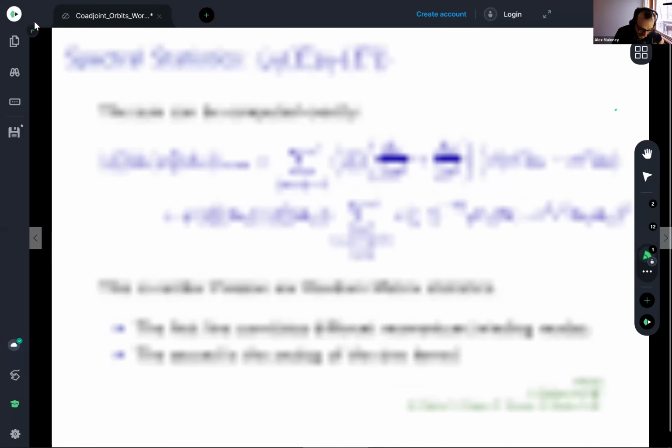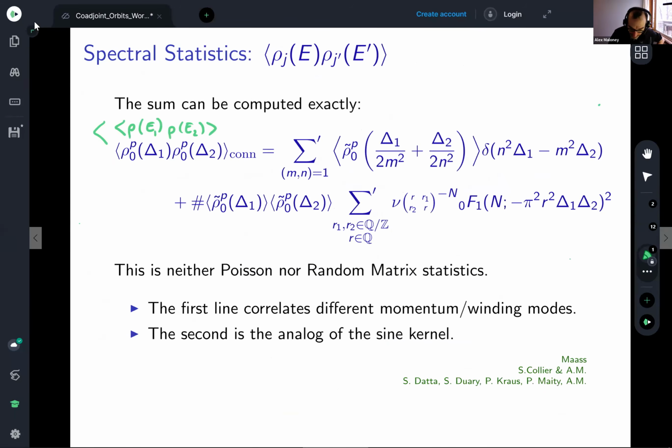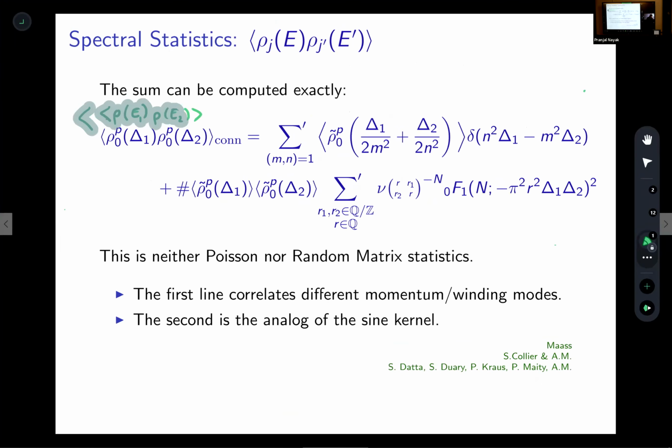Okay, so what am I writing down here? What I'm writing down here is an exact expression for the density of states. Okay, everything is disappearing here. This is very weird. Let's see. Oh, there we go. Can you guys see that? We had it for a second. Great. So for example, we can compute the exact 2-point correlation function.